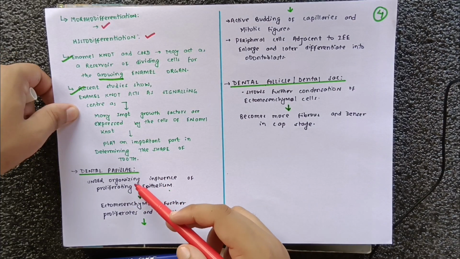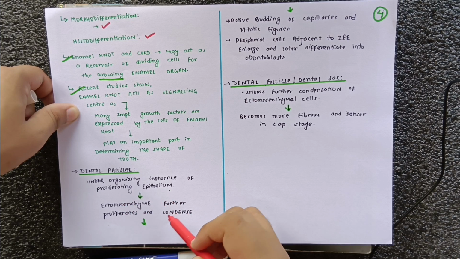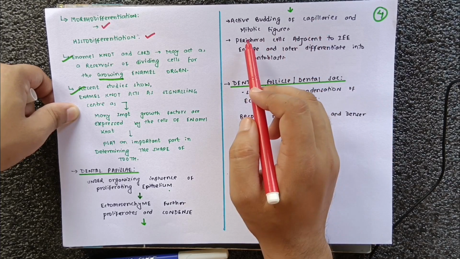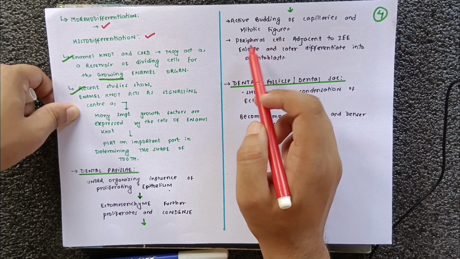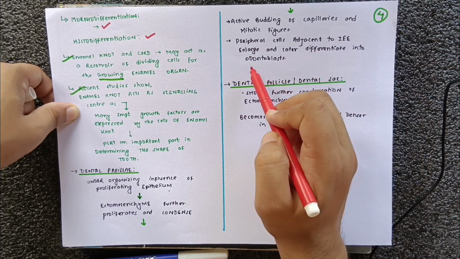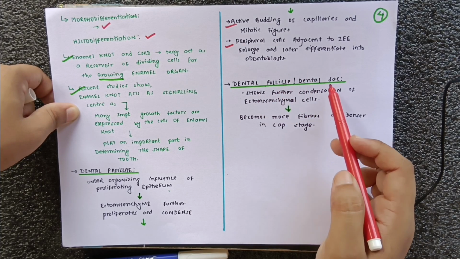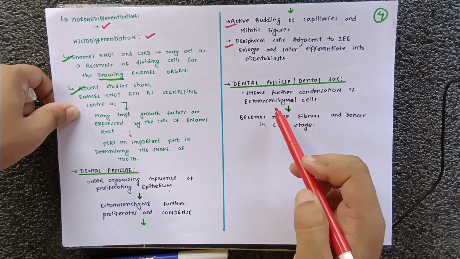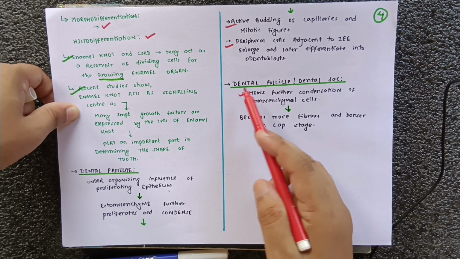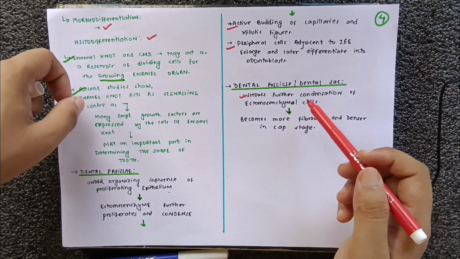So in this dental papilla, under the organizing influence of the proliferating epithelium, the ectomesenchyme further proliferates and condenses, and there is active budding of capillaries in the dental papilla, and mitotic figures are also seen there. After that, the peripheral cells adjacent to the inner enamel epithelium enlarge and later differentiate into odontoblasts. And the dental follicle or dental sac shows further condensation of the ectomesenchymal cells, and it becomes more fibrous and denser in the cap stage. So this is about the dental papilla and the dental follicle or dental sac in the cap stage.